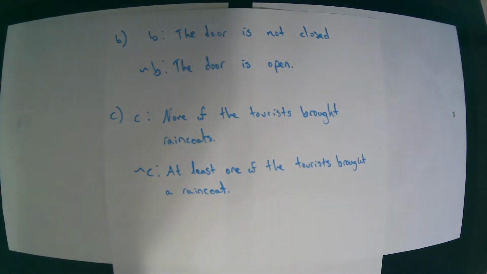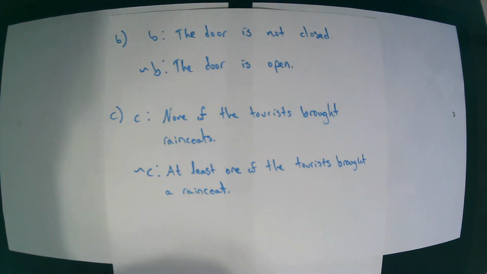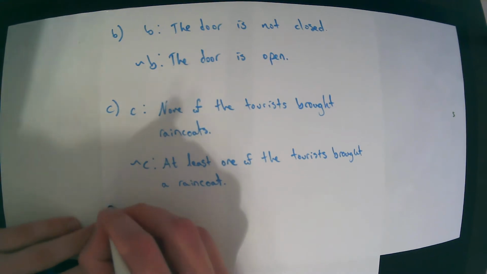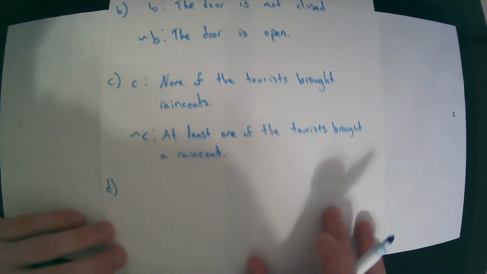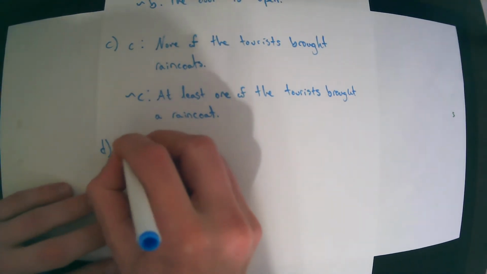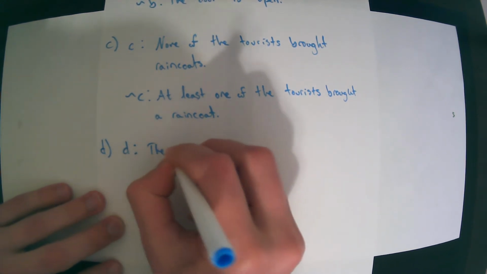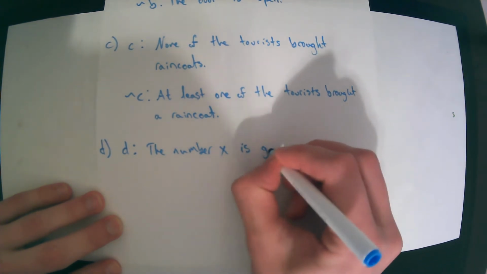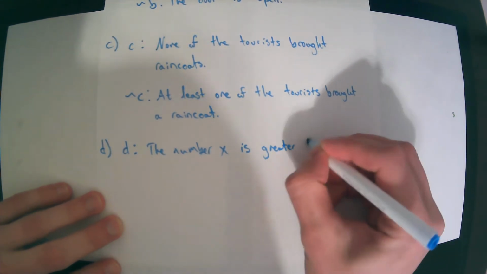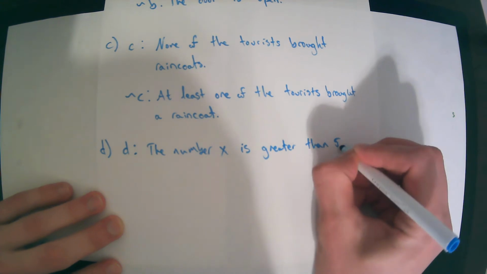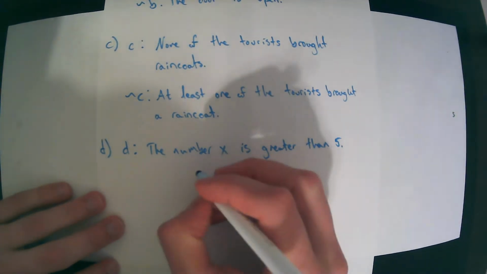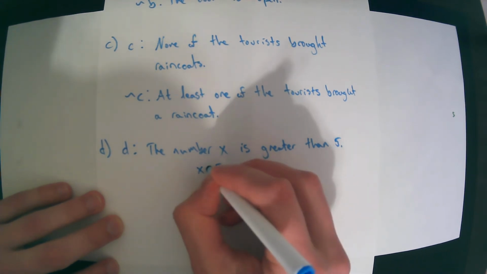Okay. I'm going to make another example deviating from the notes a little bit here. This example might help you picture this relationship a little better, because I'll literally give you a picture for it. So let's say statement D, the number x is greater than 5. Okay, so I could really just rewrite D as x is greater than 5.